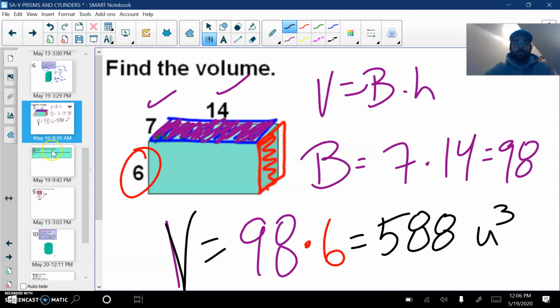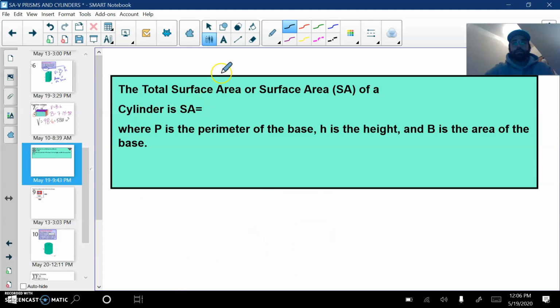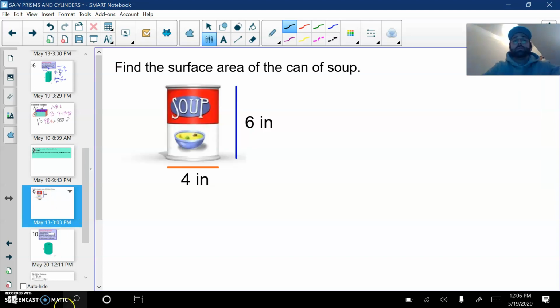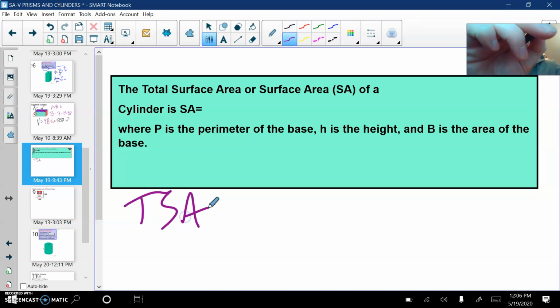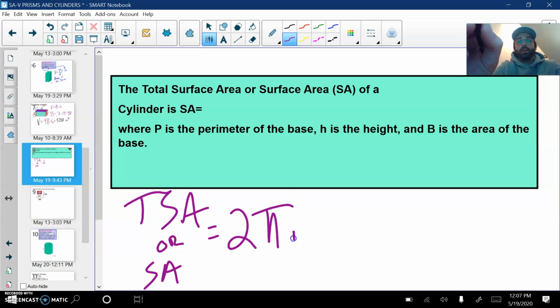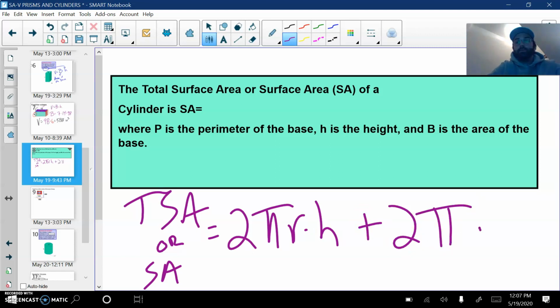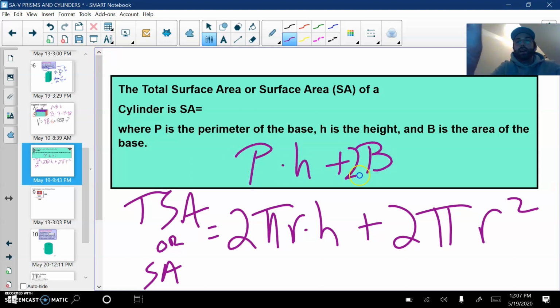All right, we're cruising. Let's talk total surface area of a cylinder. Cylinders and prisms are related because in a cylinder the bases are going to be circles. That's how they are related. So if I want to find the total surface area of a cylinder, it's going to be 2 pi r h plus 2 pi r squared. Well, if you recognize from the last one, it was the perimeter times the height plus 2 times the area of the base. That was from a prism.